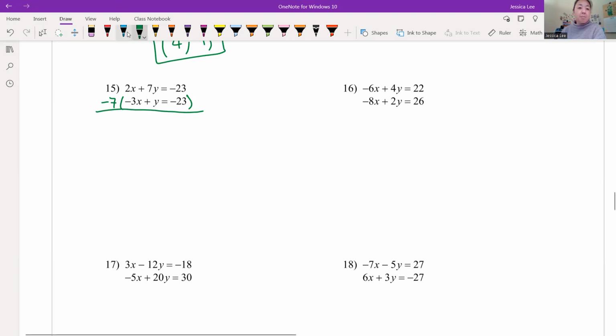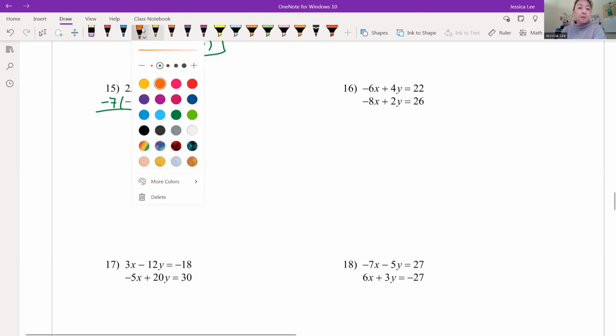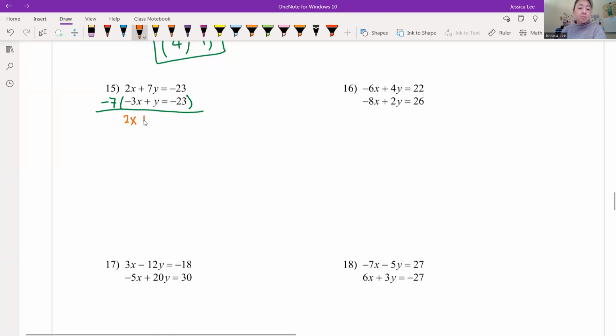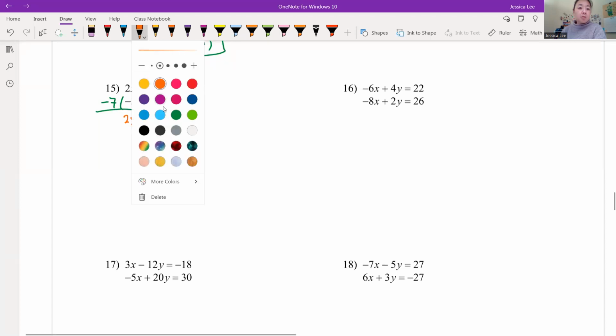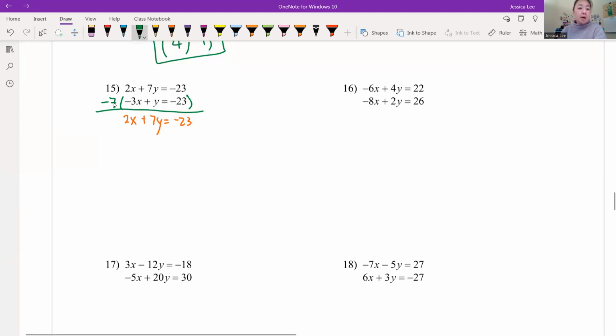So here we go. I'm going to just copy the top part right there. Let's make that top equation orange. So 2x plus 7y is equal to negative 23. And then we're going to go back to our green color. Negative 7 times negative 3x is going to be 21x. Negative 7 times y is going to be negative 7y is equal to negative 7 times negative 23, which is positive 161. It's 161.